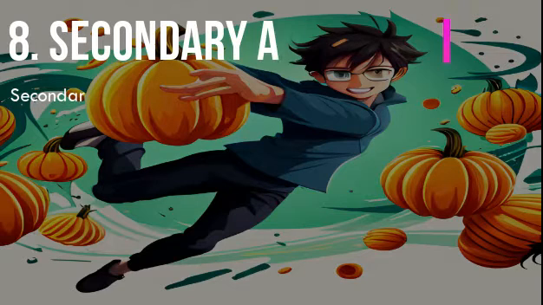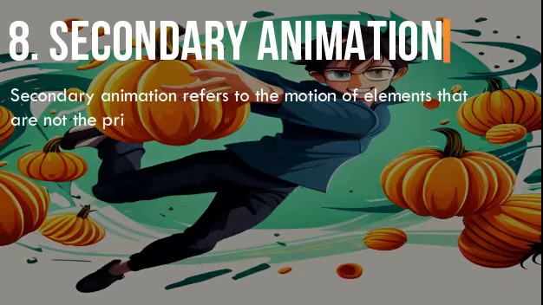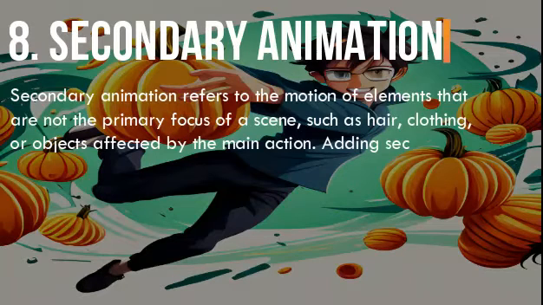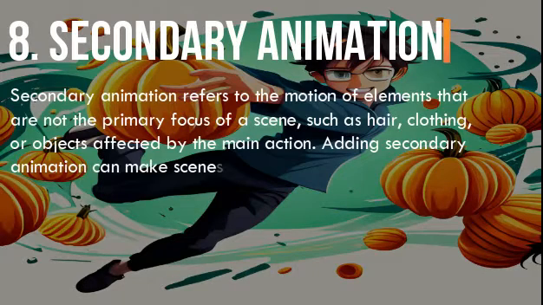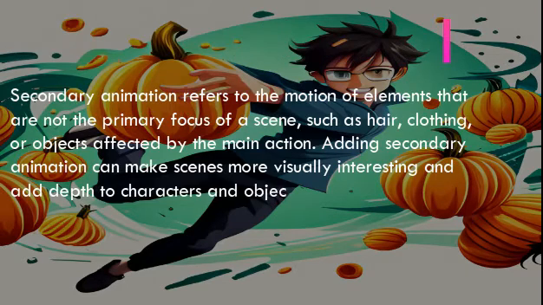8. Secondary animation. Secondary animation refers to the motion of elements that are not the primary focus of a scene, such as hair, clothing, or objects affected by the main action. Adding secondary animation can make scenes more visually interesting and add depth to characters and objects.